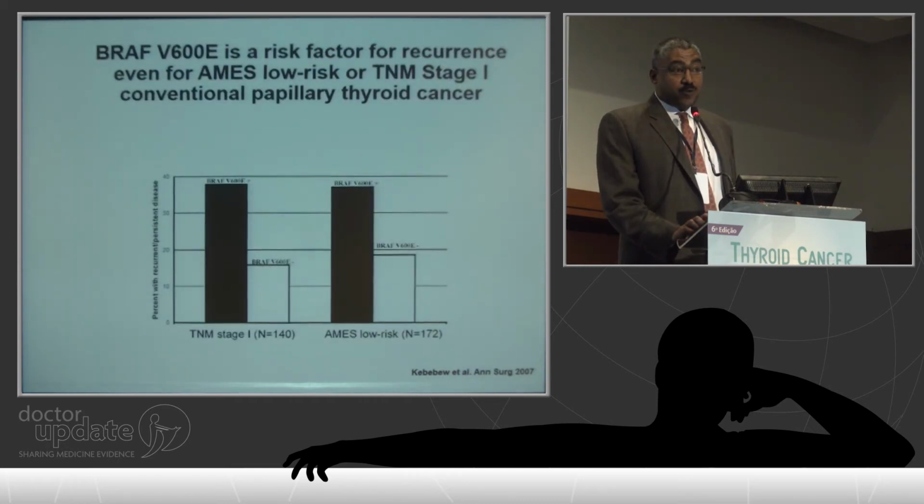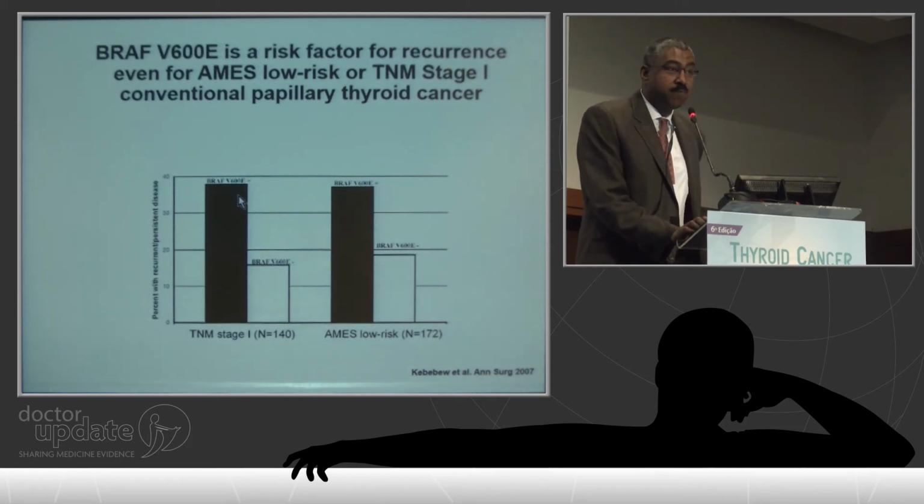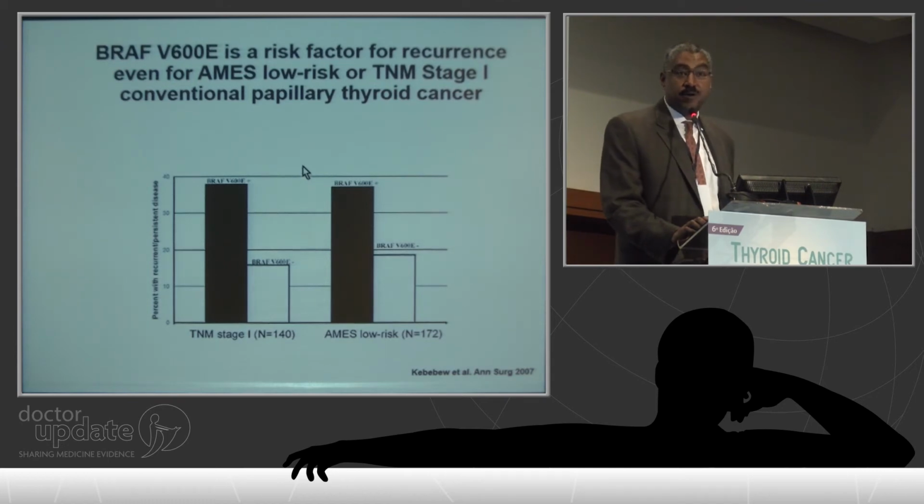What was really intriguing in the application of this perhaps clinically was if you look at those patients that had stage 1 disease, this is a primary tumor less than 2 centimeters with no lymph node involvement, and patients that were low-risk AMES group, those that had a BRAF mutation were 2 times more likely to have both a central neck recurrence or a lateral neck recurrence.